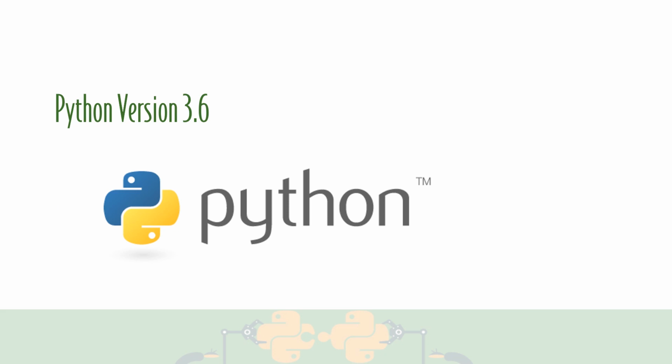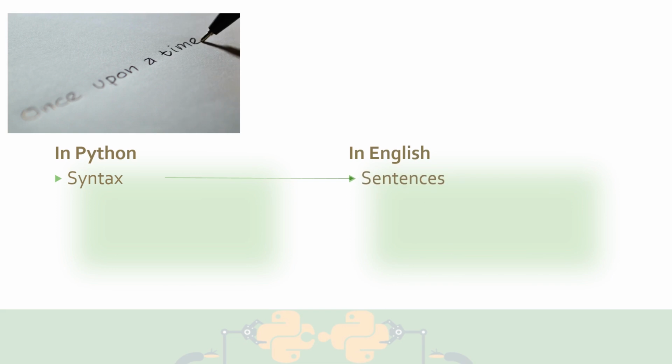Any knowledge that you gain about programming concepts will be easily translatable to any other programming language, so the basics are going to be the same between different languages. I'm going to draw a parallel between Python and English just to show you how they're very similar. In Python, you're going to be learning about the syntax of a language. In English, this is equivalent to how to form sentences.